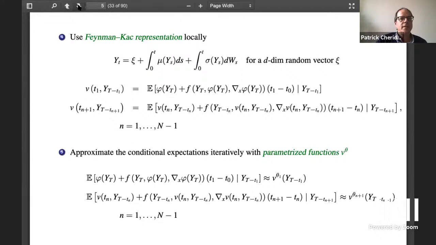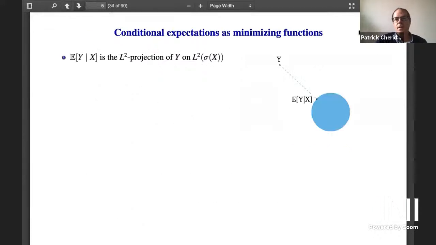So numerically, how am I going to do this? Well, the conditional expectation is a projection in the space of square integrable random variables. If I have a random variable Y over here, and this blue set here is the square integrable random variables that are measurable with respect to X, or the sigma algebra generated by X, where X can be a high dimensional random vector, then the conditional expectation is the best L2 projection. And so it can be formulated as a square minimization problem.